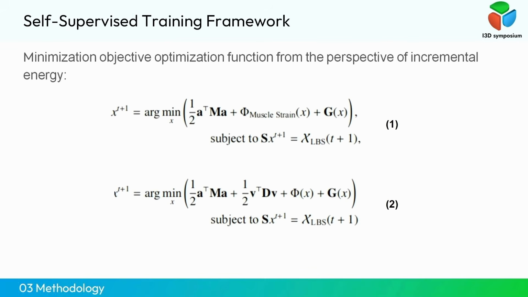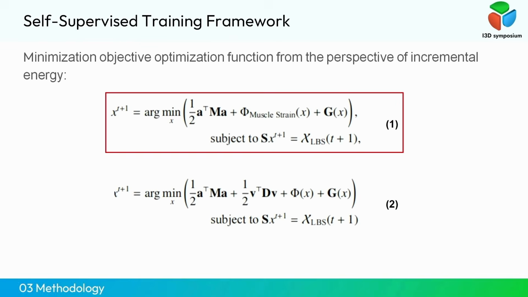To enable the self-supervised training of the neural emulators, we designed self-supervised training frameworks for the two emulators, respectively. The solution of the dynamic system can be modeled as a minimization objective optimization function from the perspective of incremental potential energy. For a dynamic system composed of muscle finite elements, the objective function for solving its quasi-static equilibrium state can be expressed as equation 1.